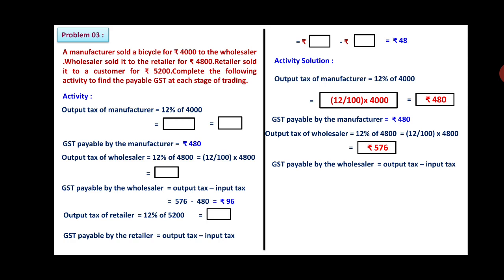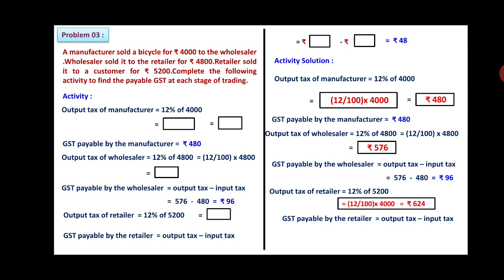GST payable by the wholesaler is equal to output tax minus input tax, which is equal to 576 minus 480, that is rupees 96. Output tax of the retailer is equal to 12% of 5,200, and this calculation will be 12 upon 100 into 5,200, which will be rupees 624. Now GST payable by the retailer is equal to output tax minus input tax. Therefore here 624 minus this 576, so the result is rupees 48.